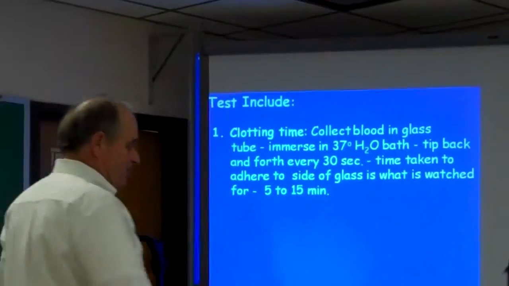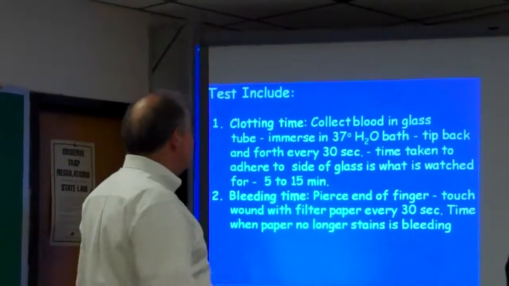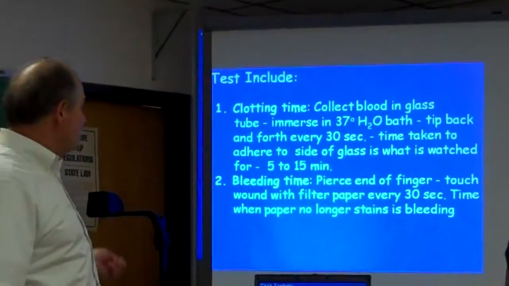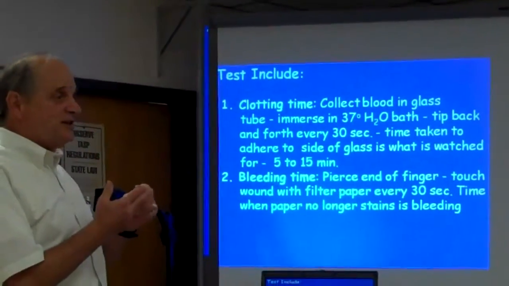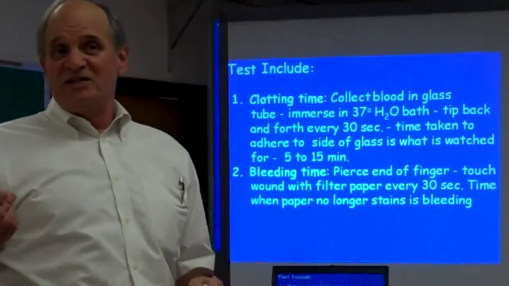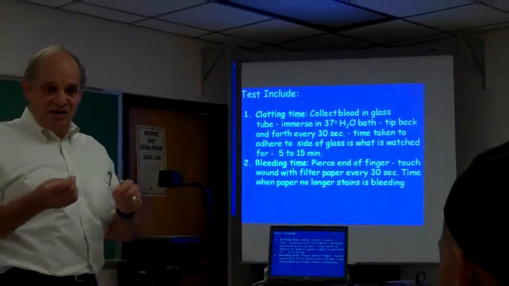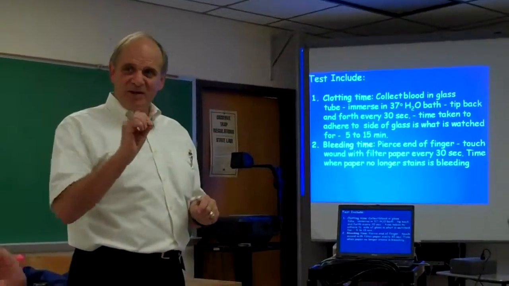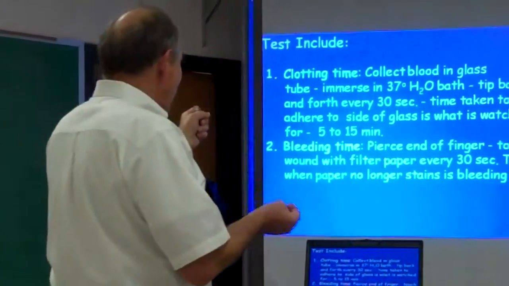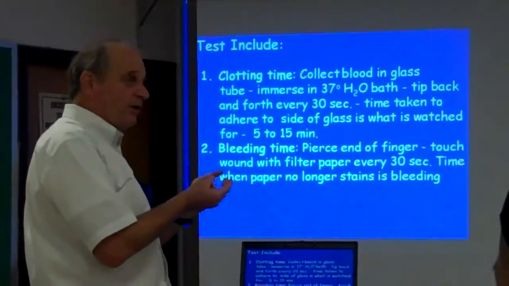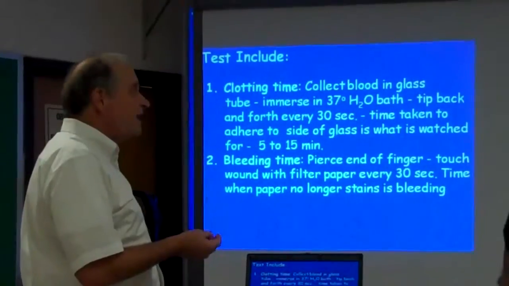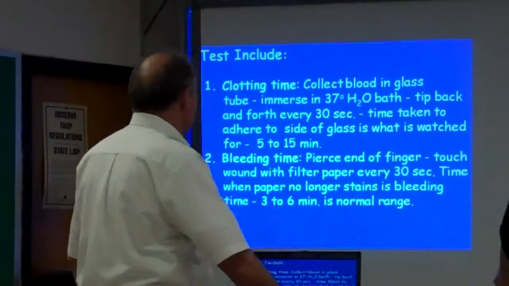That's called clotting time. This next one you can do in the lab when we stick your finger to take your blood and do your blood type. In other words, bleeding time: pierce the end of the finger with the little lancets that Kimberly brought me this morning, and get blood to come. Then you touch the finger with a piece of filter paper every 30 seconds or so. The time when the paper no longer stains is the bleeding time, and they say that's 3 to 6 minutes.